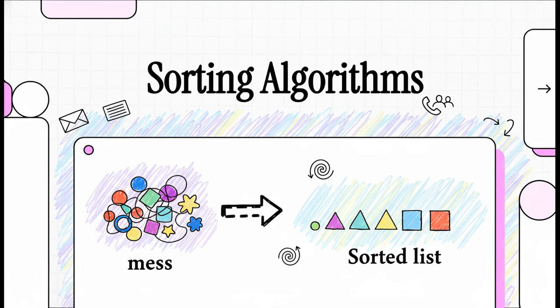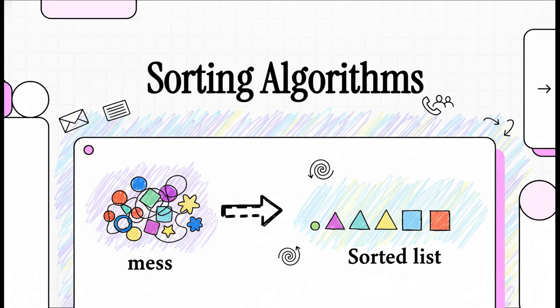Have you ever stopped to wonder how your computer can instantly sort your emails by date or your contacts by name? It's not magic, it's pure logic. Today, we're going to pull back the curtain on something called sorting algorithms. These are the hidden rules that computers use to turn a complete and total mess into a perfectly ordered list.